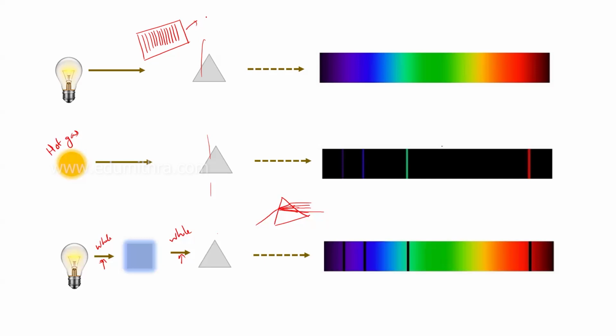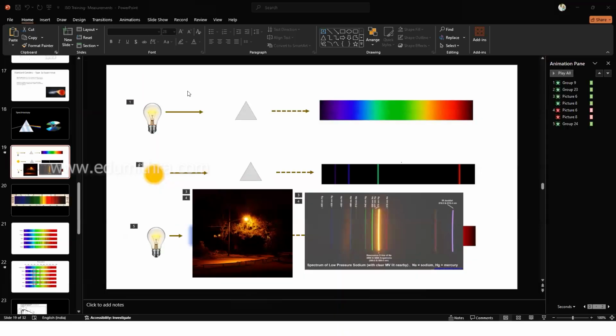Now, a CD is actually not a grating, but the CD has some kind of lines on its surface. That is why it gives those rainbow colors. Real gratings don't look like that.